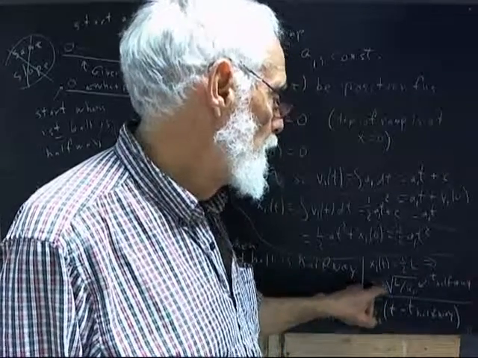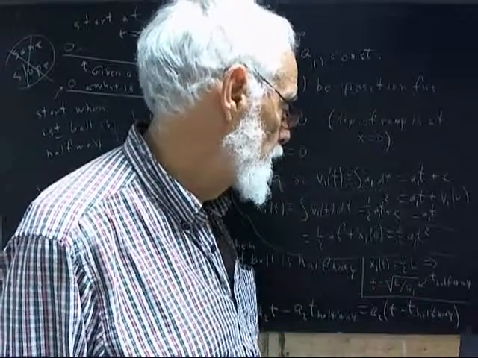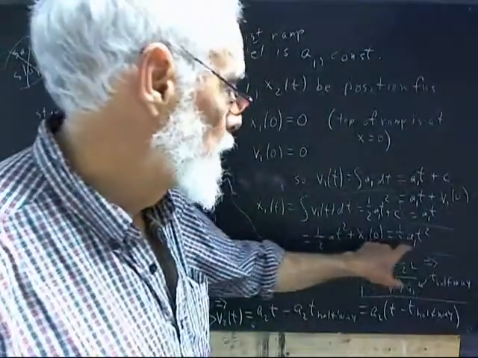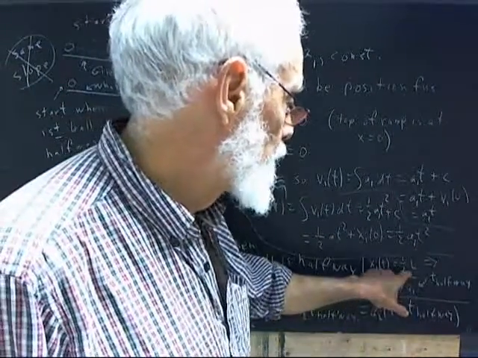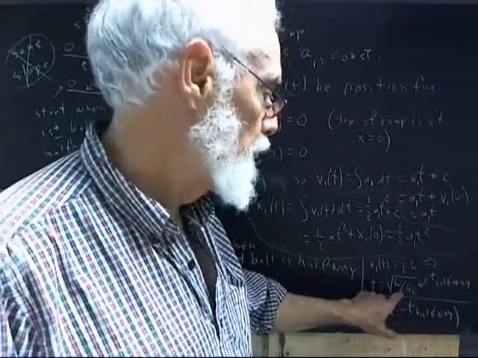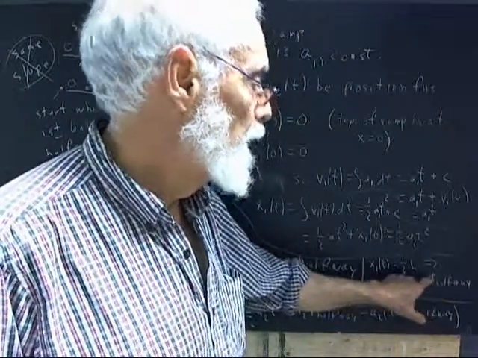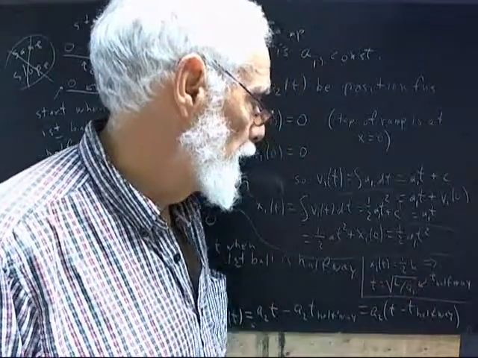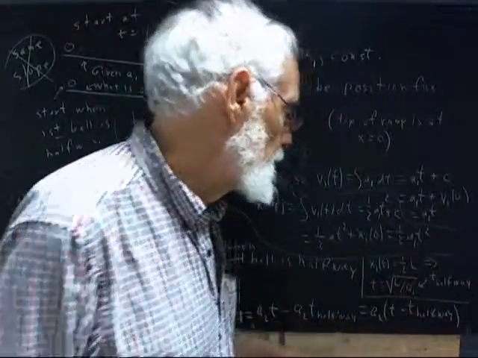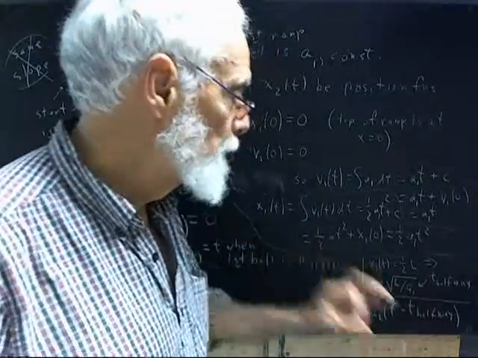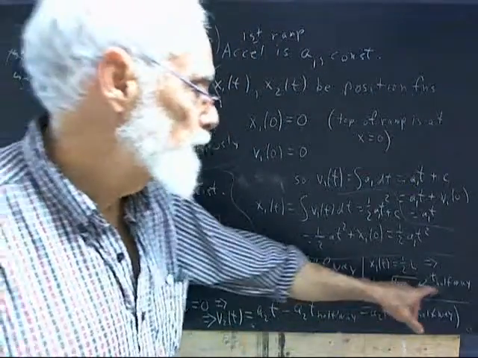Well, that occurs, x1 of t equals 1/2 L, when t equals the square root of L over a1, which is very easily obtained because x1 of t is 1/2 a1 t squared. We set that equal to 1/2 L. We get this solution. You should check that out yourself. And this then is what we call t halfway, the time when we're halfway down the ramp.